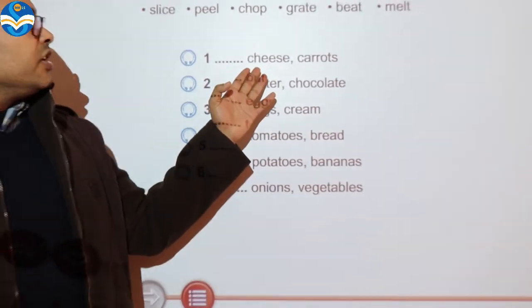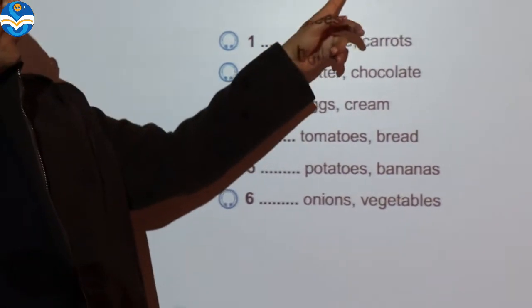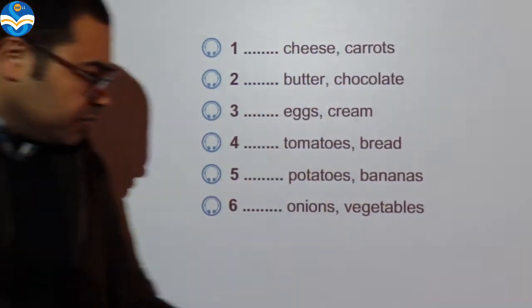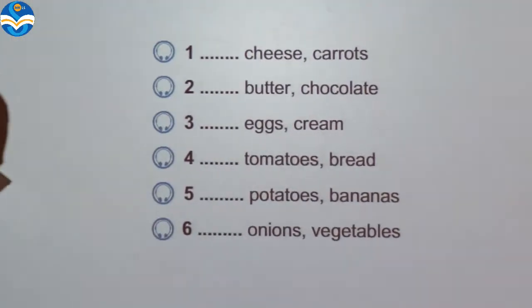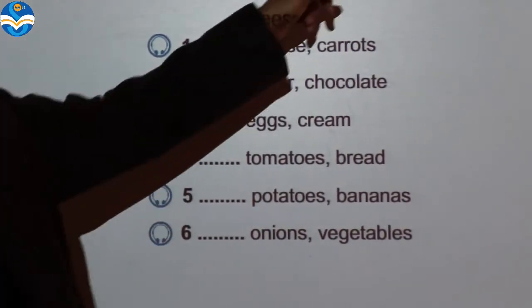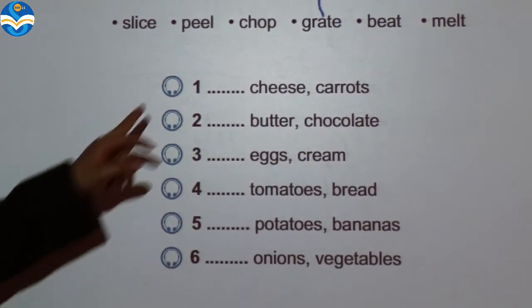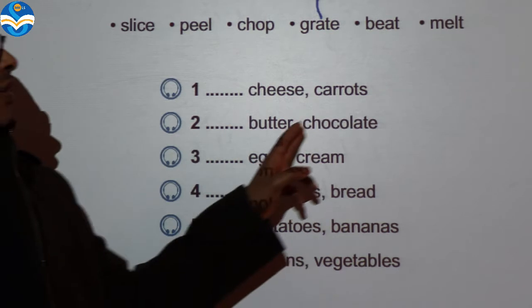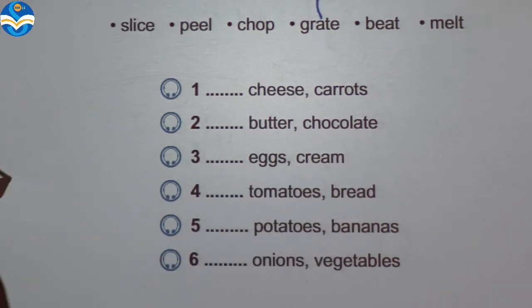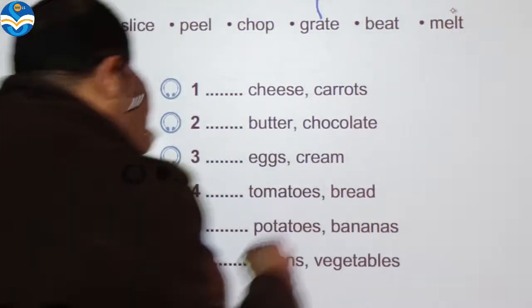So let's see cheese and carrots. We grate cheese and carrots. So the first one will be grate. Just a second. This will be one. Let's listen to it. Number 2, butter and chocolate. We said that we are going to melt butter and chocolate, so it's number 2.